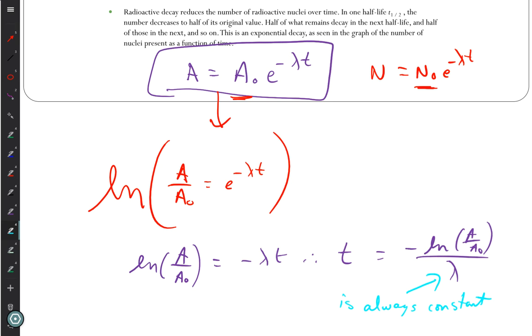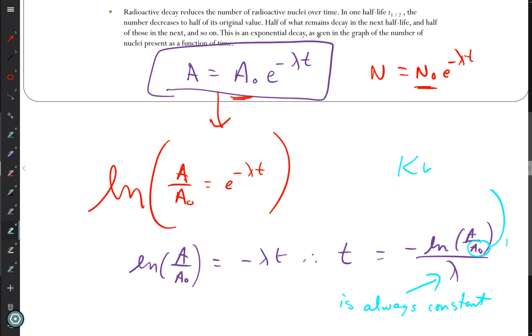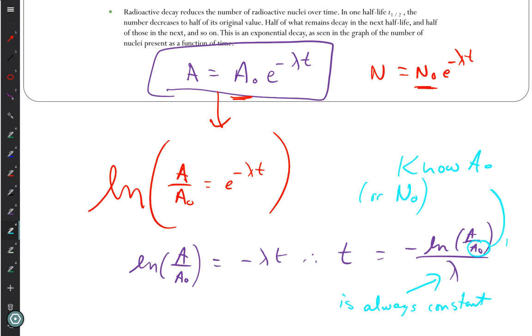We cannot do experiments, really, that will test the assumption that this decay constant has always been the same. A second important assumption is that you know A0, or alternatively N0, the number of radioactive nuclides you started with. If you don't know what you started with, you have nothing useful, right? You have to know where you started.